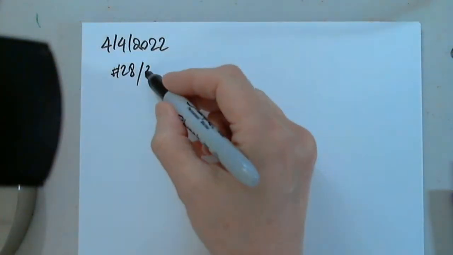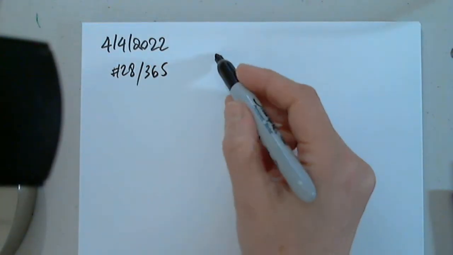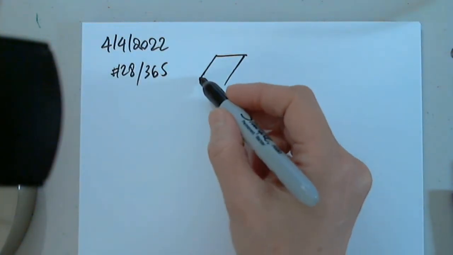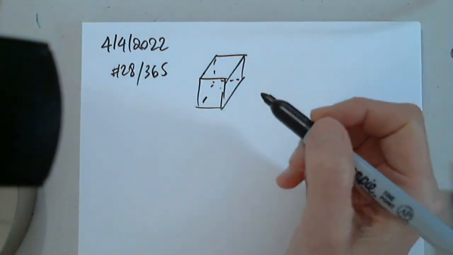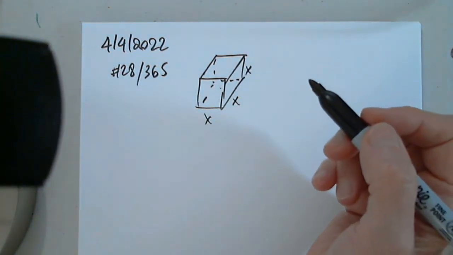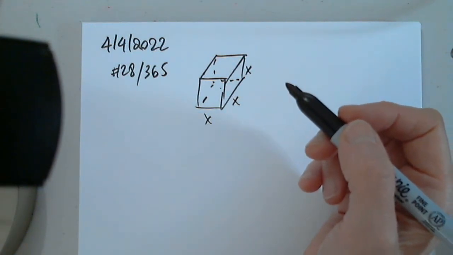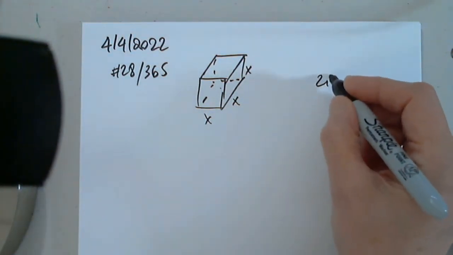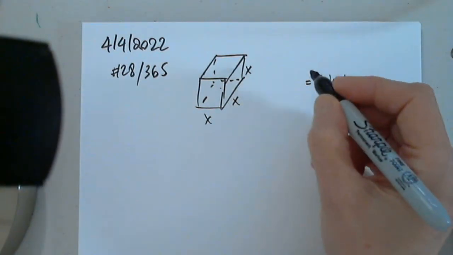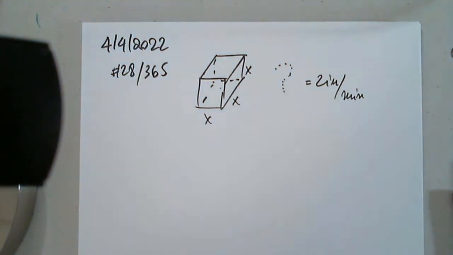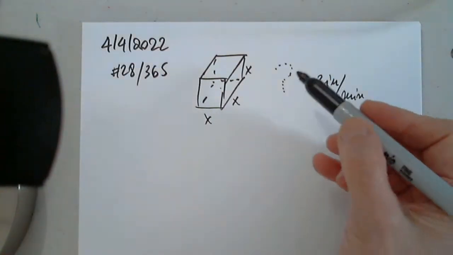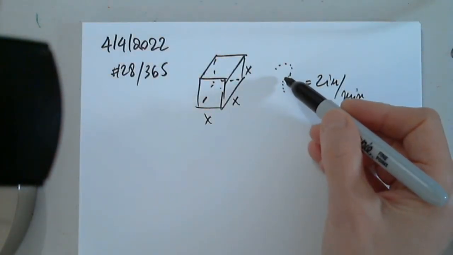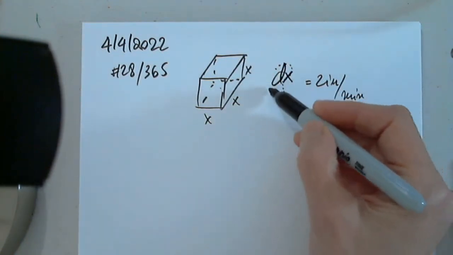I have page 365. So we have a large ice cube. So here's the ice cube. It's melting. Each side is shrinking by 2 inches per minute. I have to figure out what this is, because if I don't know what that is, I don't know what to do next. So what is this? 2 inches per minute. dx over dt.